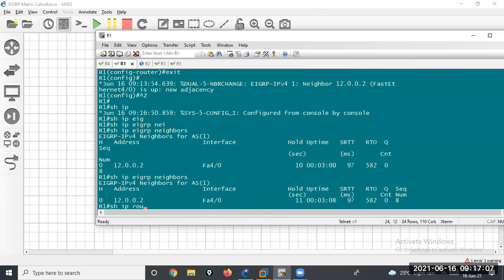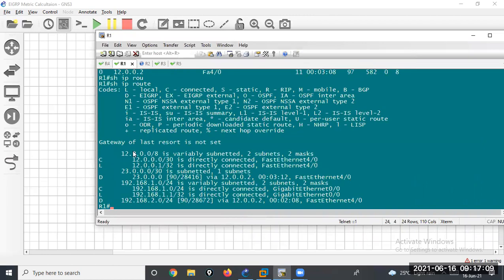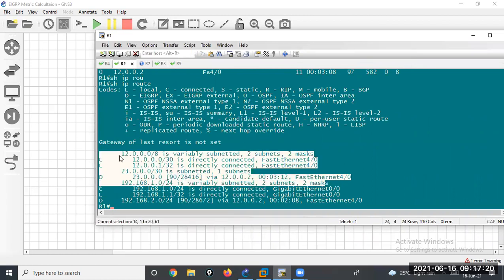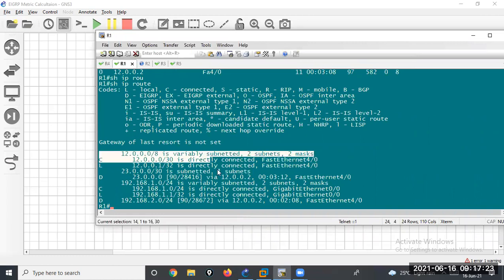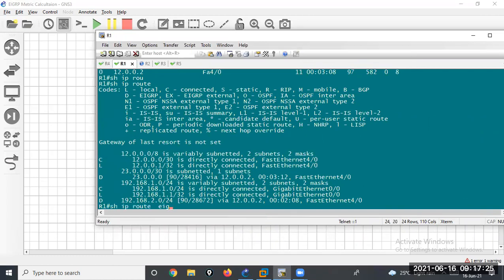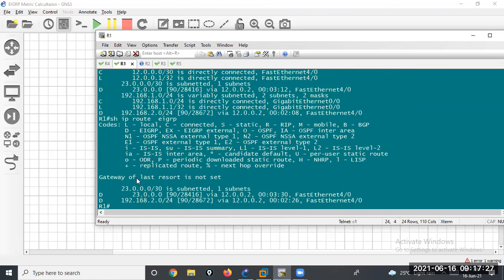Now check the routing table. Show ip route. This is the command. So now here there are two EIGRP networks. If you enter show ip route, you can see all directly connected networks and remote networks. But if you want to see only EIGRP networks in the routing table, the command is show ip route eigrp. D means what here? D means DUAL algorithm. EIGRP uses the DUAL algorithm, that's why the indication is D. Code D is for DUAL algorithm.